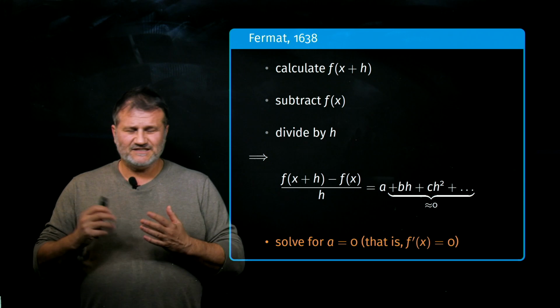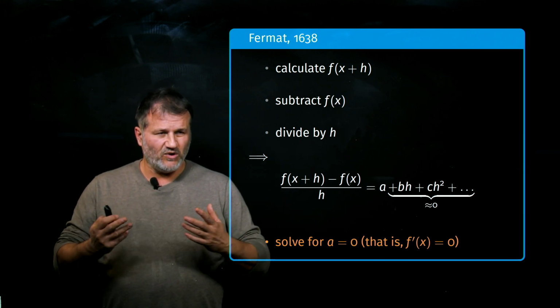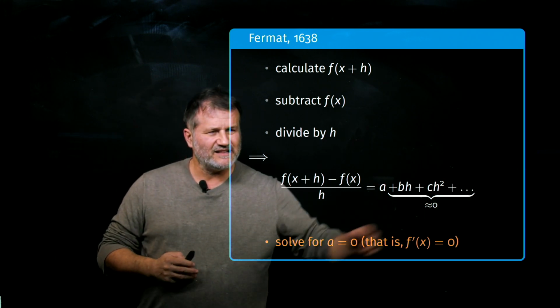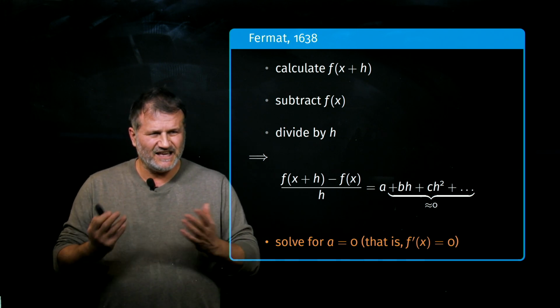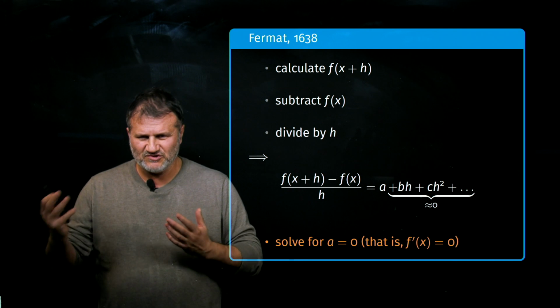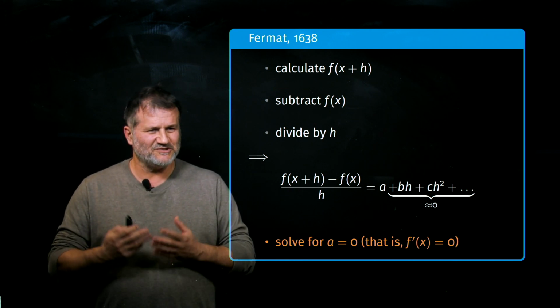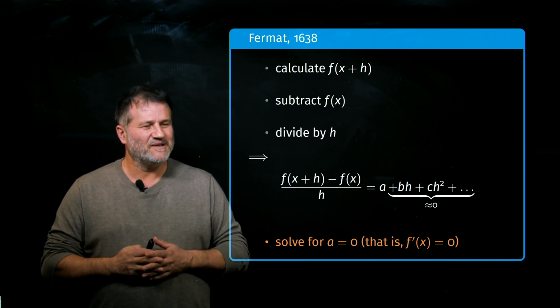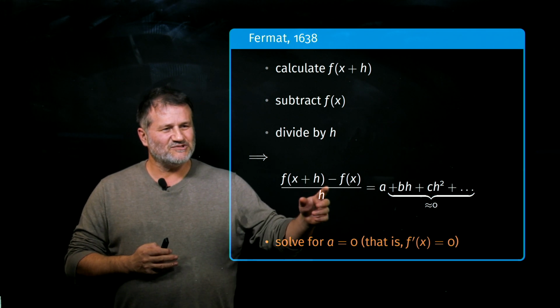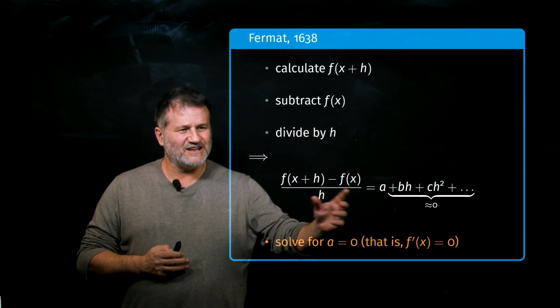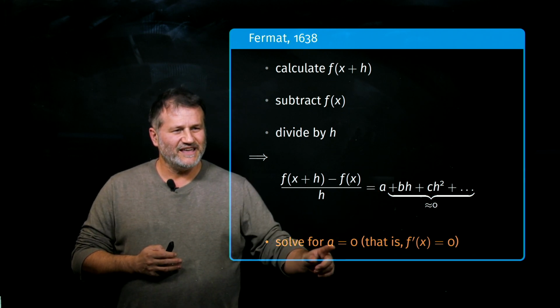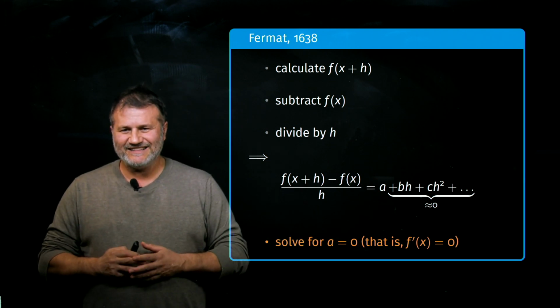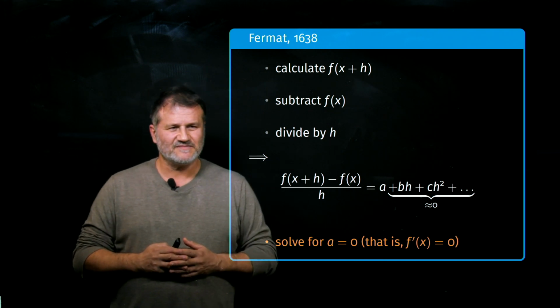Now, Fermat says, assuming that h is small, we can neglect this part containing the powers of h. So basically, he is doing the limit for h going to 0, but he had not this operation defined yet at that time. And the limit when h goes to 0 is this number a that turns out to be the derivative. And finally, he says you should solve for a equals 0 to find the minimum and maximum points.